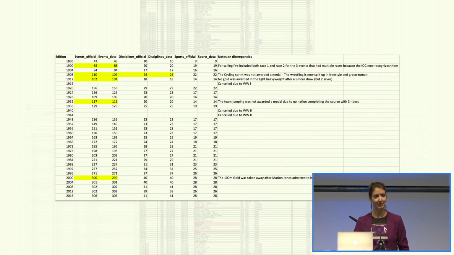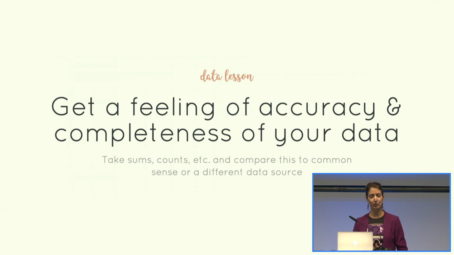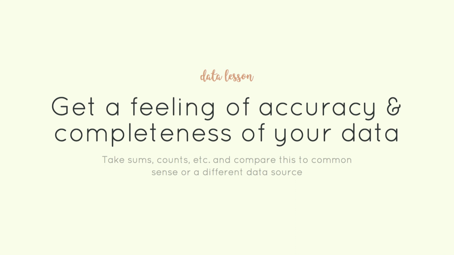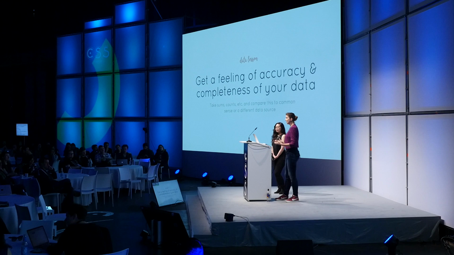And my lesson here was that even coming from such a respectable source as The Guardian, I really need to get a sense of accuracy and completeness of my data, because missing data can be harder to find than wrong data. You don't always have to check every value, but think about taking sums and counts and averages and comparing these to plain common sense, or even better, a different data source.